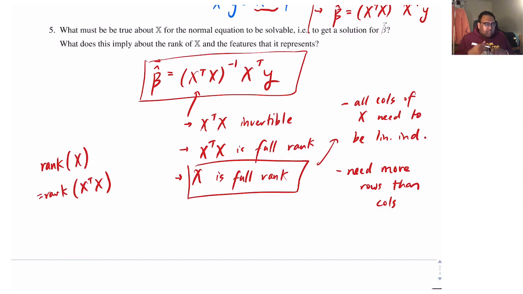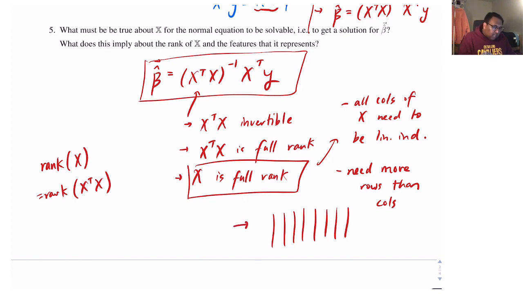Because if we have more columns than we have rows, our matrix will be extremely wide. I mean, this is not really an exact picture, but you get the idea. Our matrix will be really wide, and this comes from the fact that the rank of the column space and the rank of the row space of a matrix are the same.